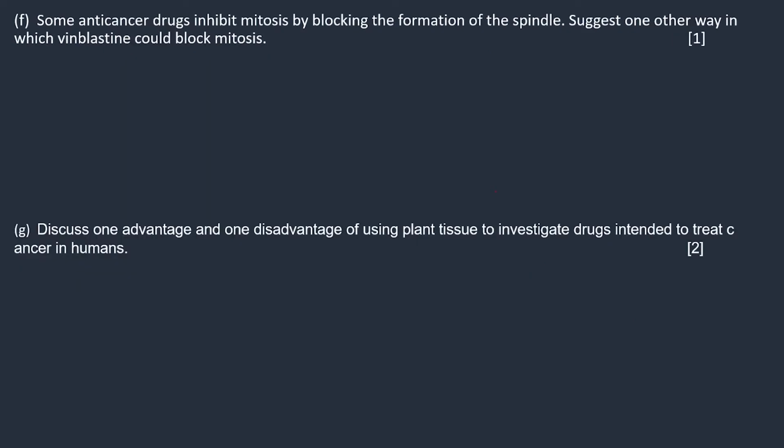And so for F, they ask us to suggest a way in which vinblastine could potentially block mitosis. Now, if you reflect back on the processes involved in anaphase, we have shortening of the spindle fibers so that the sister chromatids can be separated and move towards the opposite poles. And so if a cell is stuck in metaphase, then perhaps vinblastine is preventing the separation of the sister chromatids.